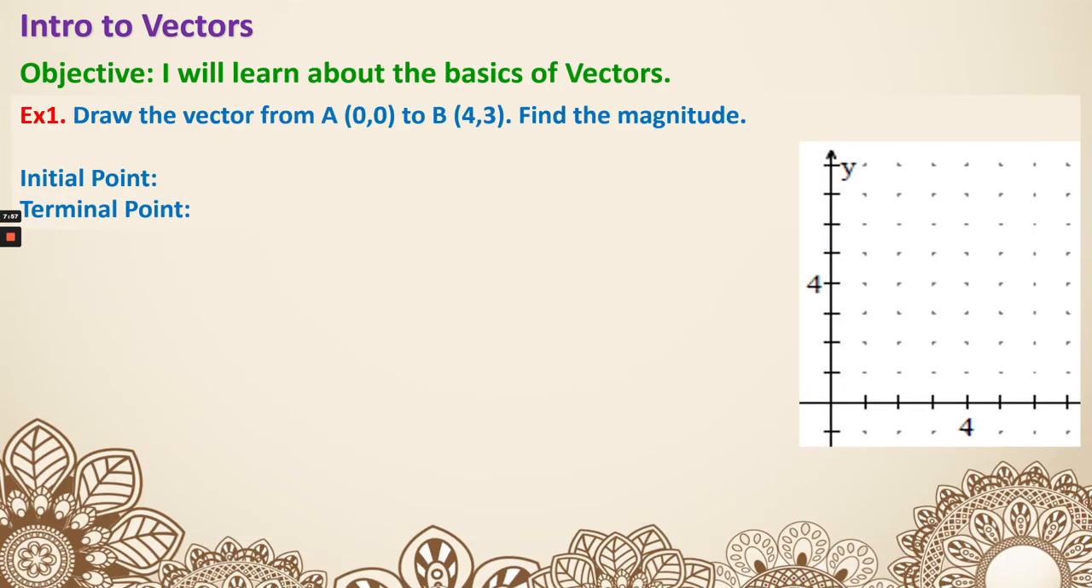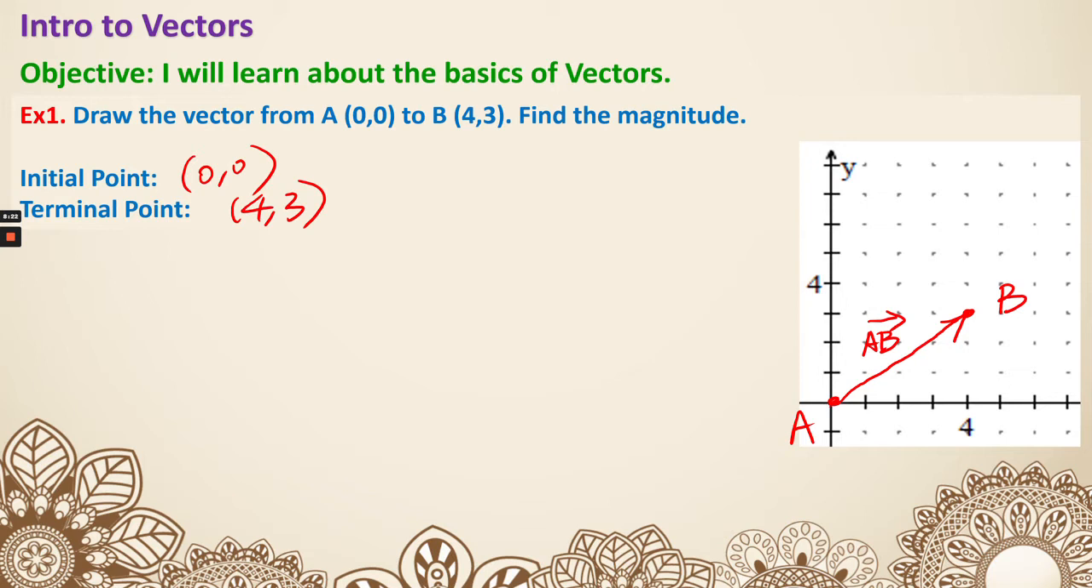Here is the first example. Draw the vector from point A to point B, and then find the magnitude. Initial point, of course, is where it starts, so 0, 0. And terminal point is where it stops, so 4, 3. 0, 0 is right here, that's point A. 4, 3 is right here, that's point B. I can draw an arrow from A to B, and that vector is vector AB.